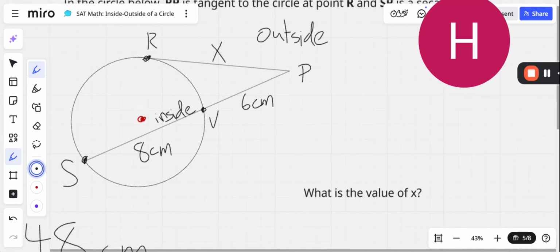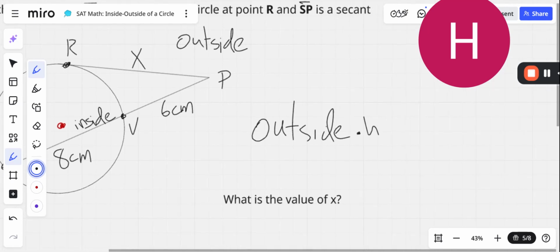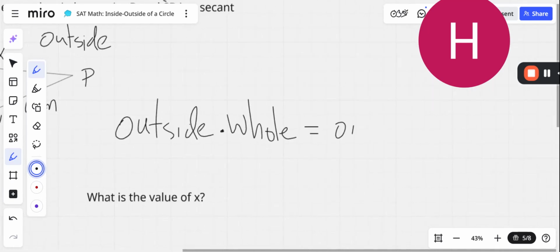Now the equation that we're going to use here is going to be outside times whole equals outside times whole. Now, that's not going to make too much sense to you as just words floating in space. If you're more interested in this, I am in the process of making a video series on geometry topics, and this is definitely going to be covered much more in depth. But for now, let's just use the theory.